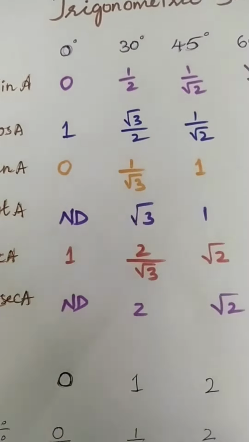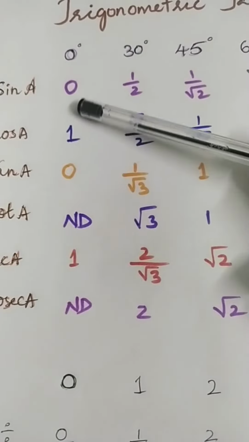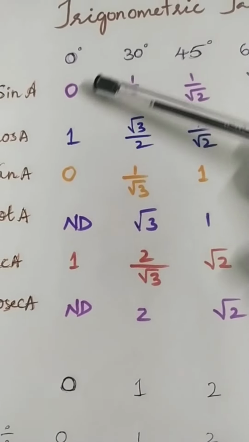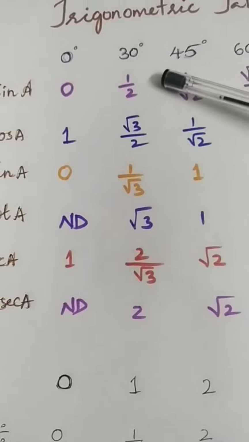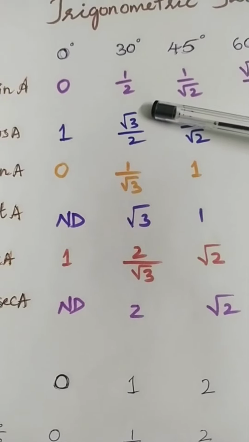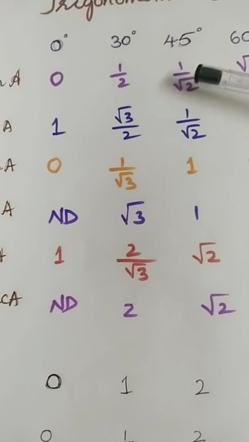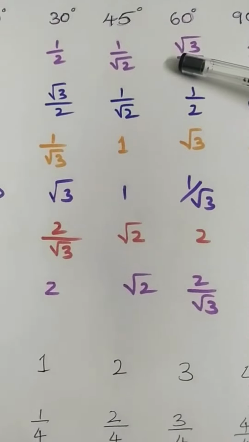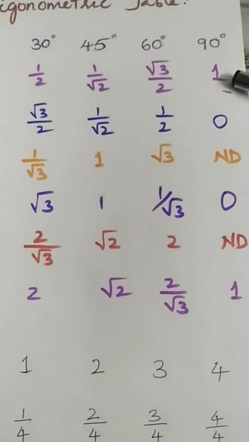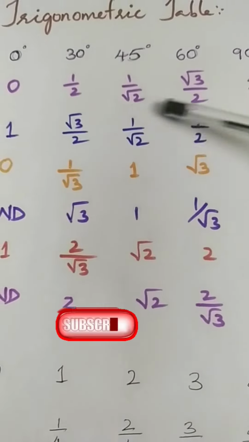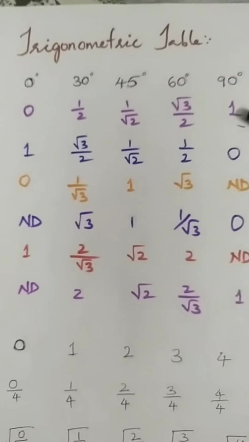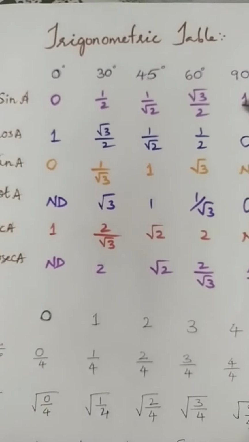If I start with the first value, sin 0 will always be 0. Then sin 30 is 1 by 2, half you can say. Then sin 45 is 1 by root 2, sin 60 is root 3 by 2 and sin 90 is 1. So if you remember this one line, then overall the table can be written very easily.